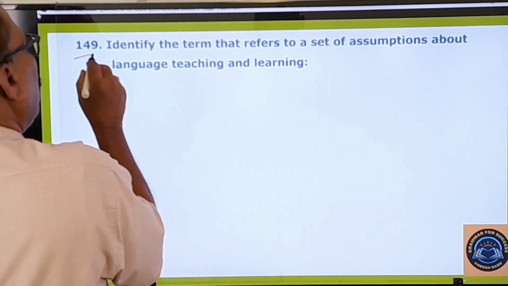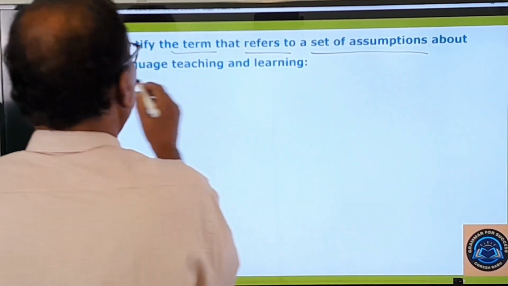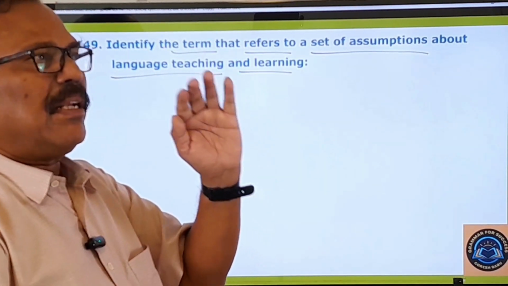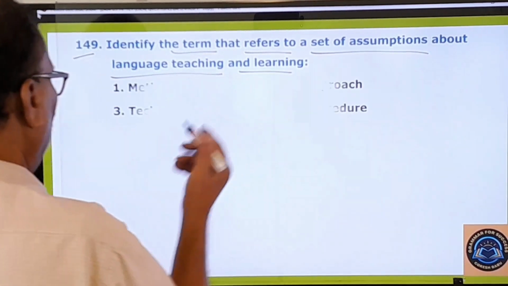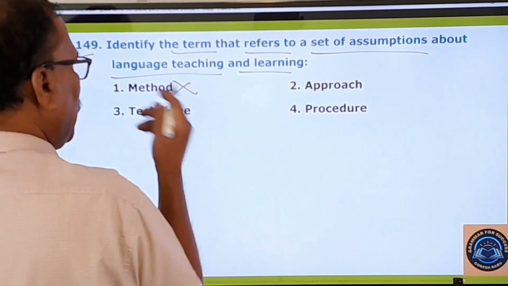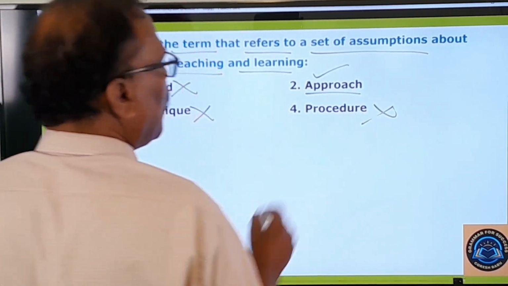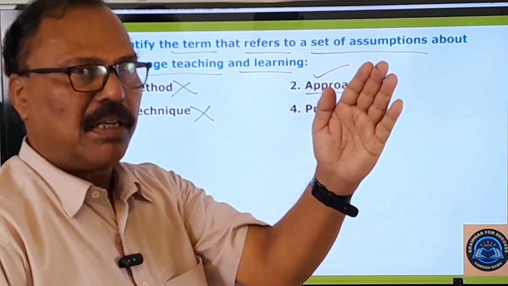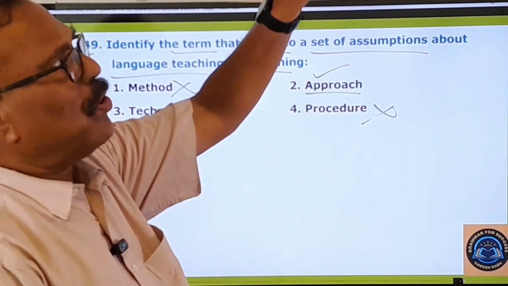And you go to the last but one question, the 149th question. Identify the term that refers to a set of assumptions about language teaching and learning. So some assumptions are made in language teaching and learning. What is that called? Method, no, in this you don't make any assumptions. Technique, you don't make any assumptions. Process, you don't make any. Teaching approaches are there, teaching methods are there, teaching techniques are there. But only in the approach do assumptions take place. If this is so, this will take place.